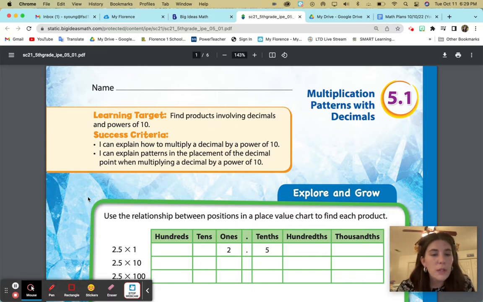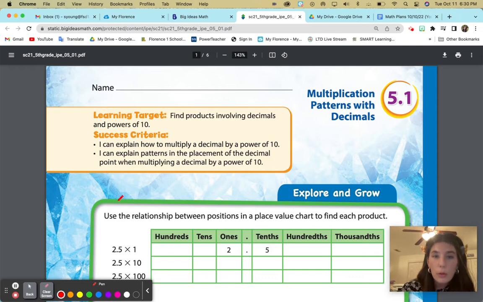Okay. So when we think about this, our learning target says find products. Remember, products is essentially the answer to a multiplication problem. We're going to find the products involving decimals and powers of 10. Now, our success criteria today says I can explain how to multiply a decimal by a power of 10, and I can explain patterns in the placement of the decimal point when multiplying a decimal by powers of 10.